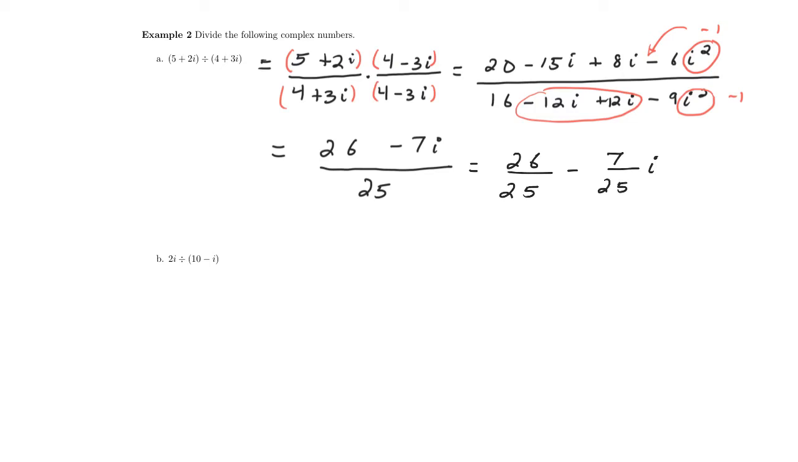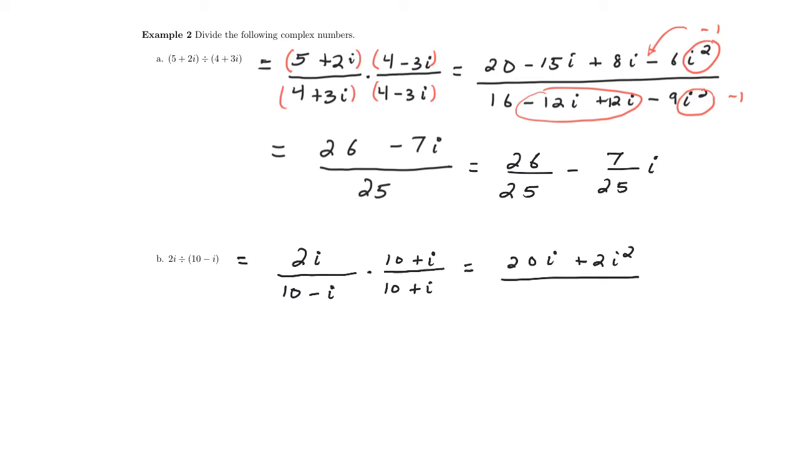So you can even do the same thing for this second part here, where we have 2i divided by 10 minus i. Same trick applies where you can multiply by the conjugate. So I'll go through this one a little bit more quickly, but we get 20i, then we get plus 2i squared divided by, I know the middle terms are going to cancel in the bottom, so we get 10 times 10, which is 100, and then we get minus i squared.